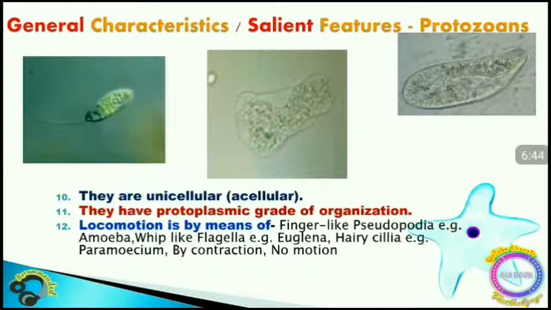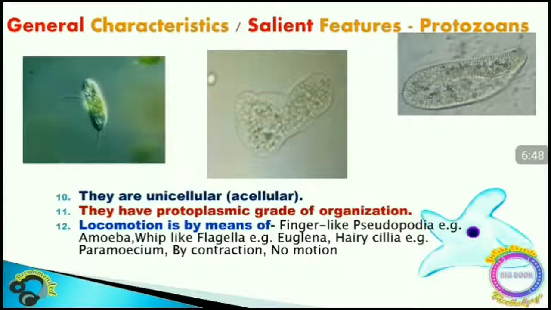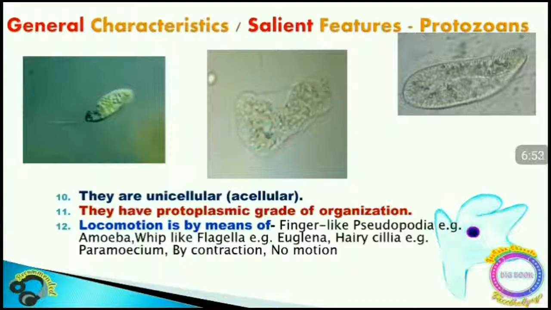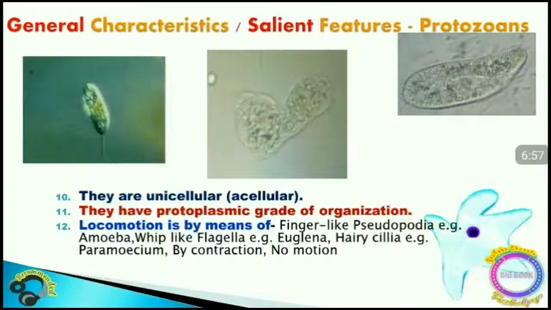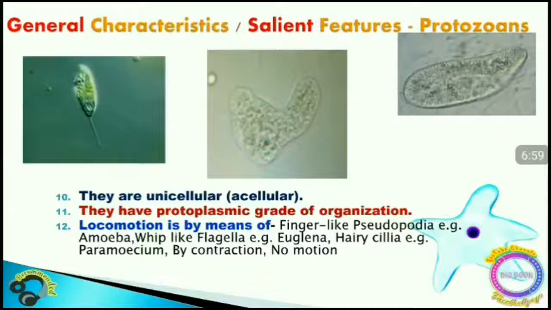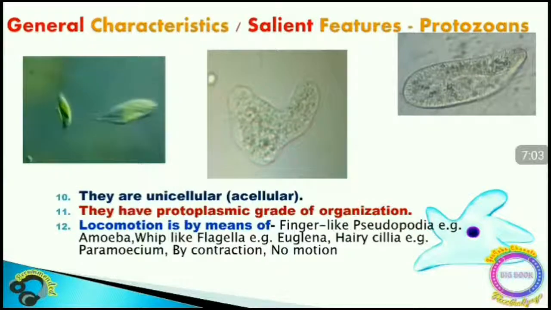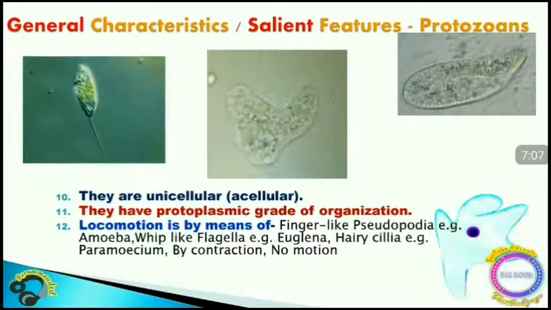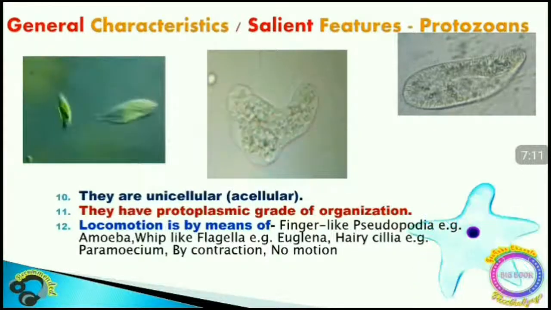Locomotion is by means of finger-like pseudopodia seen in amoeba, whip-like flagella seen in euglena, hairy cilia seen in paramecium, and also by contraction and no motion. So certain unicellular organisms of protozoans will show locomotion by contraction also, and some will not move itself.